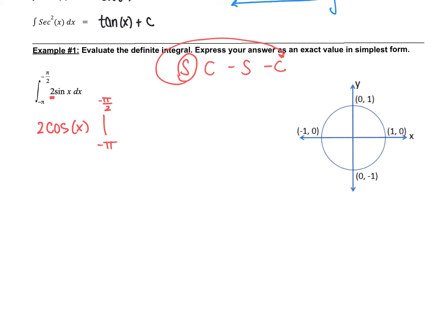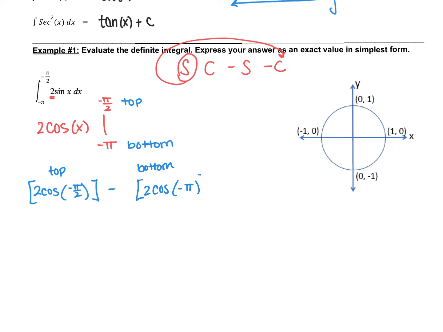So we're going to substitute top and bottom here. So negative 2 cosine of the top, which is negative pi over 2. So this part is my top. All I'm doing is substituting negative pi over 2 for this x. Then I'm going to subtract the bottom, which is negative 2 cosine of negative pi.